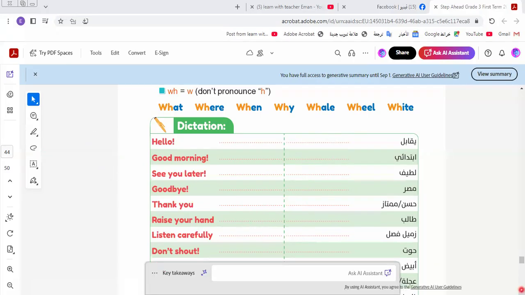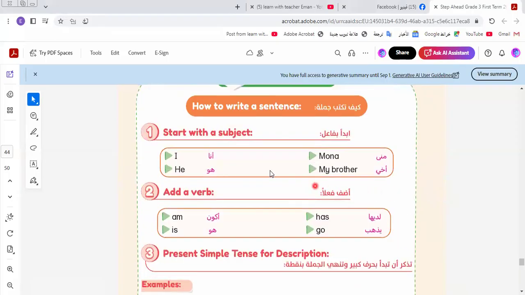Let's go to another item. Here we talk about how to write a sentence. We write a sentence by using a subject pronoun like I, he, she, it, you, we, they. The sentence must start with the subject. The subject can be a noun, like Ahmed, like Noha.